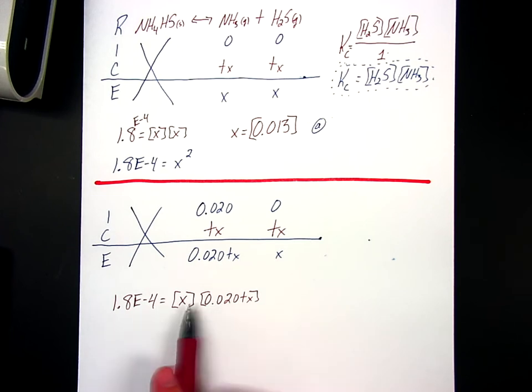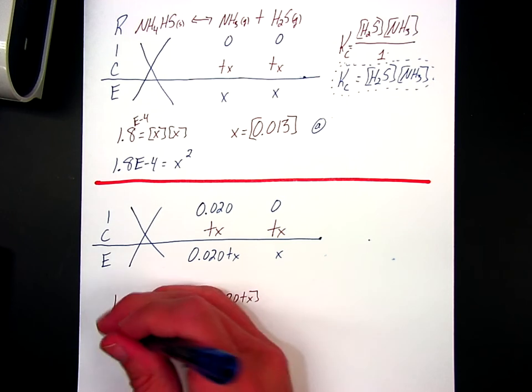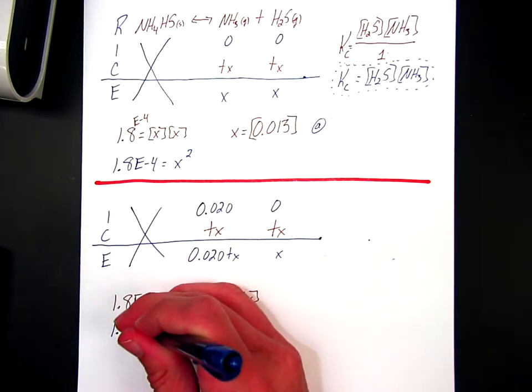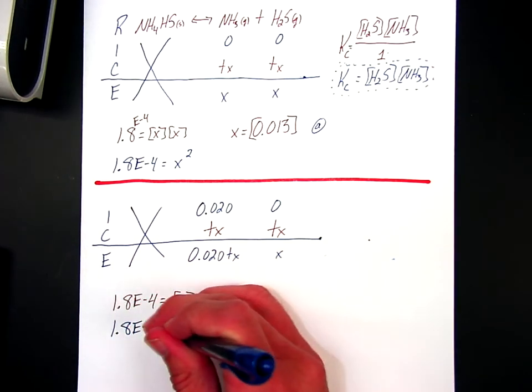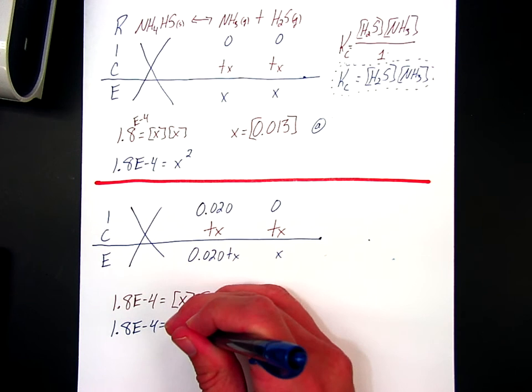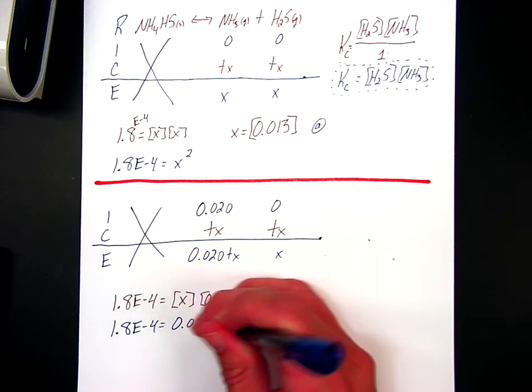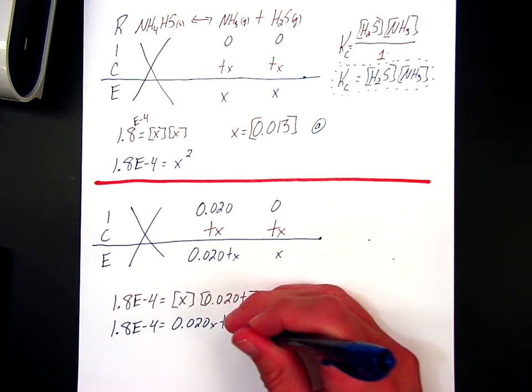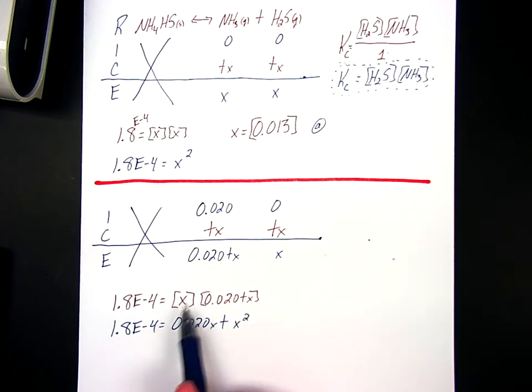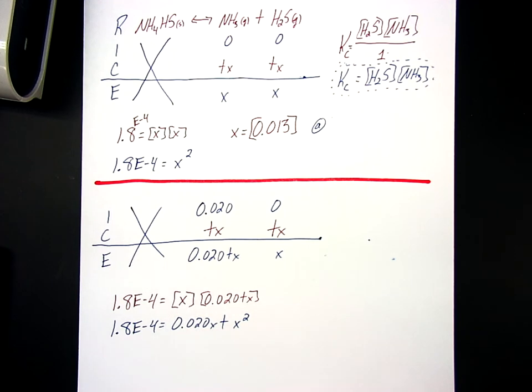So when we multiply these, there'll be a distribution, right? The X will multiply there and there. And now we can see the example where K is given and a quadratic is going to form. Because I'm going to get 1.8 E negative 4 equals 0.020X plus X squared as the X distributes.